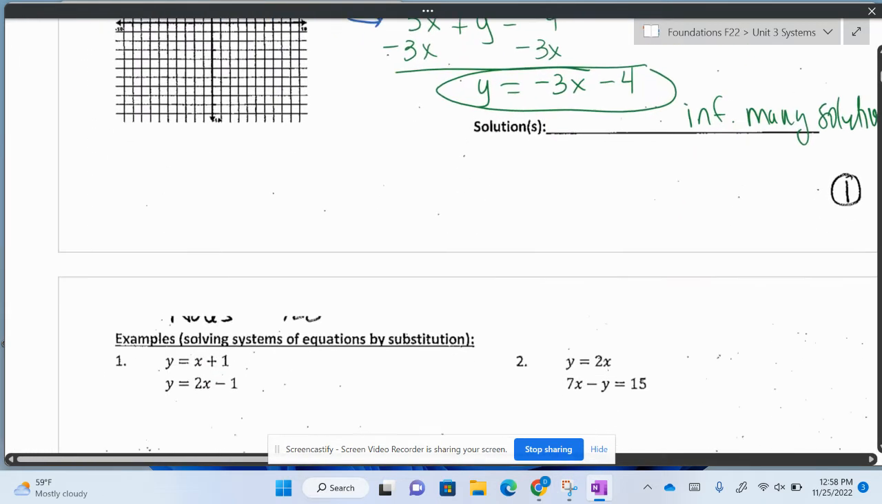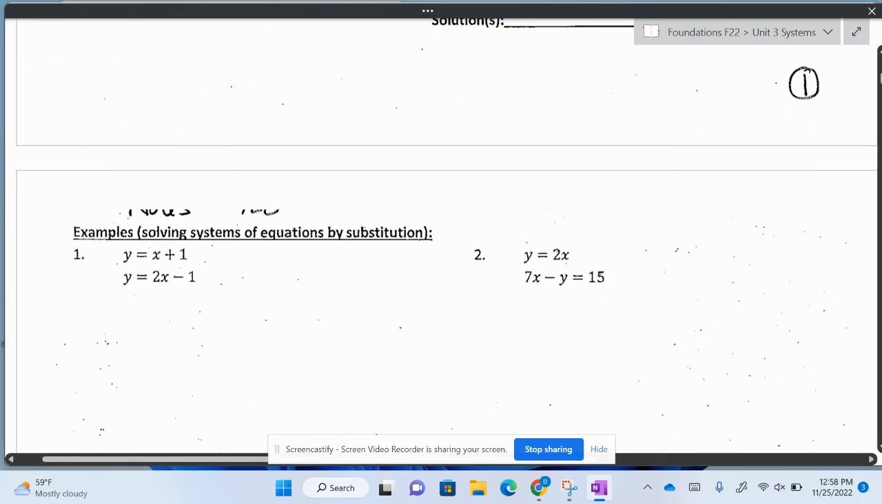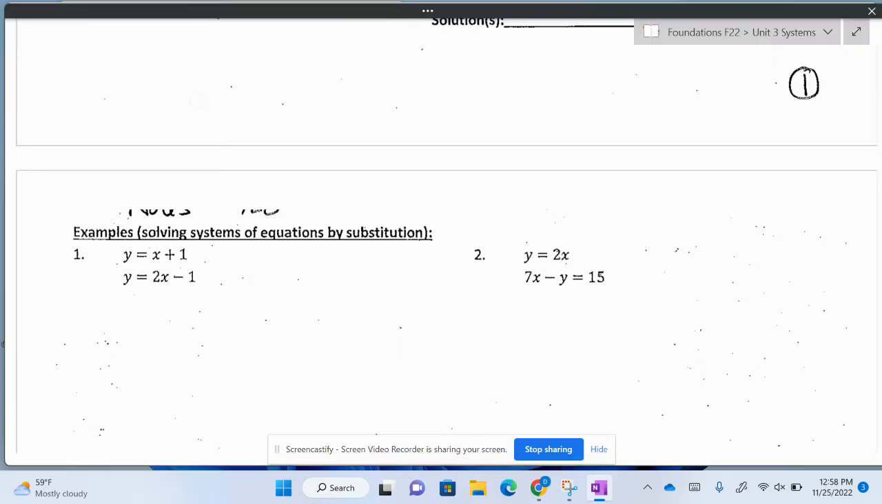Okay. All right. So now I want to review solving a system using substitution. So we are going to use substitution. This was your least favorite method. So in my first example, I see that y equals x plus 1 and y equals 2x minus 1. Well, since x plus 1 is equal to y, I'm going to replace the y in the second equation with x plus 1. So I'm rewriting the second equation. Instead of using y, I'm writing x plus 1 equals 2x minus 1.